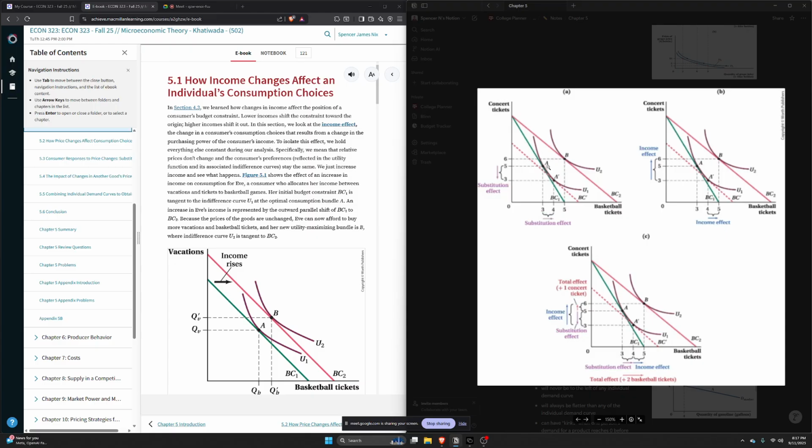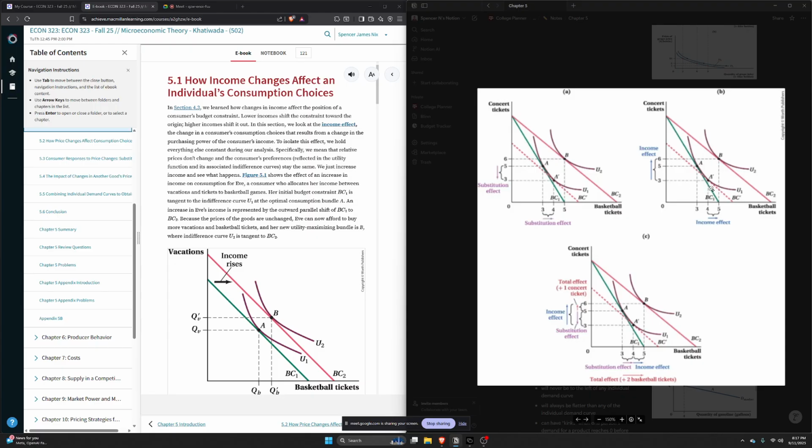And the same thing up here, okay? But this one's actually going to go down. So the difference between A and A prime, that's the difference between 5 and 3. So the substitution effect here would be 2. Substitution effect here would be 1. Okay.